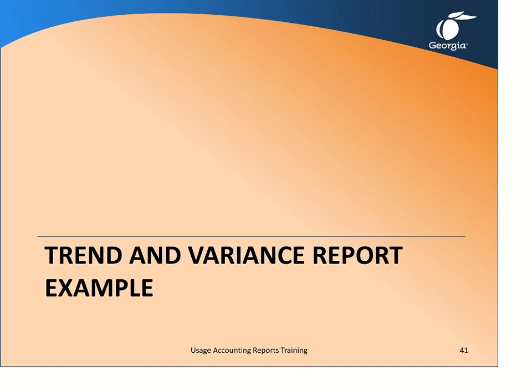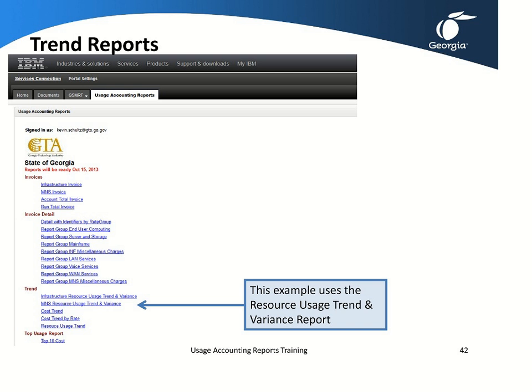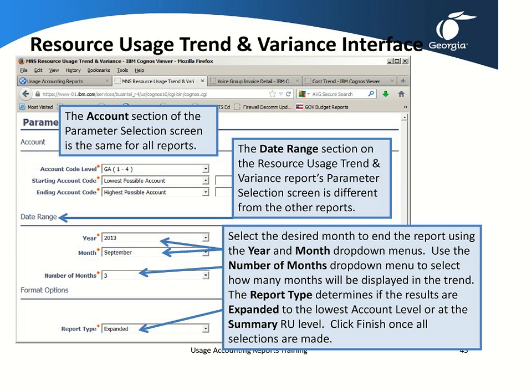All right. So we're going to look at the trend and variance report example. These trend and variance reports are similar to the ones that we had in GSmart Chargeback. So I'm going to choose M&S again for my example. We've got a lot of notes here because the screen is different from the others. In this case, I'd just like to point out that the account section of the perimeter screen is the same for all the reports.